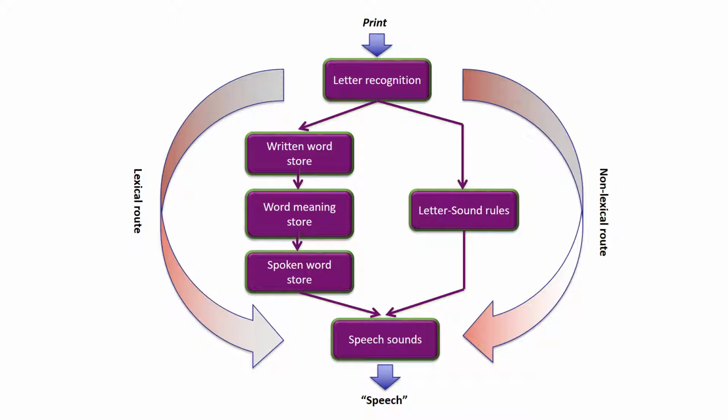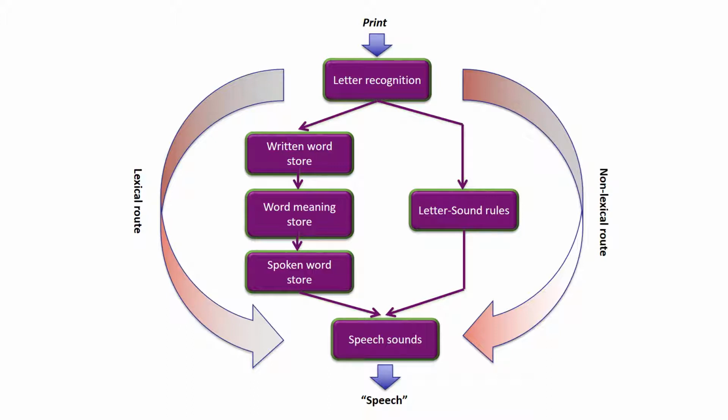So this is the dual root model of reading, which you would have seen in the lectures that you've listened to hopefully for this week on dyslexia. So I'm just going to give you a quick overview of the model. It's broken down into the lexical root on the left and the non-lexical root on the right. So looking at the right non-lexical root first, if you go from the top, you see a printed word. What's the first thing that needs to happen? You need to recognize the letters on the page.